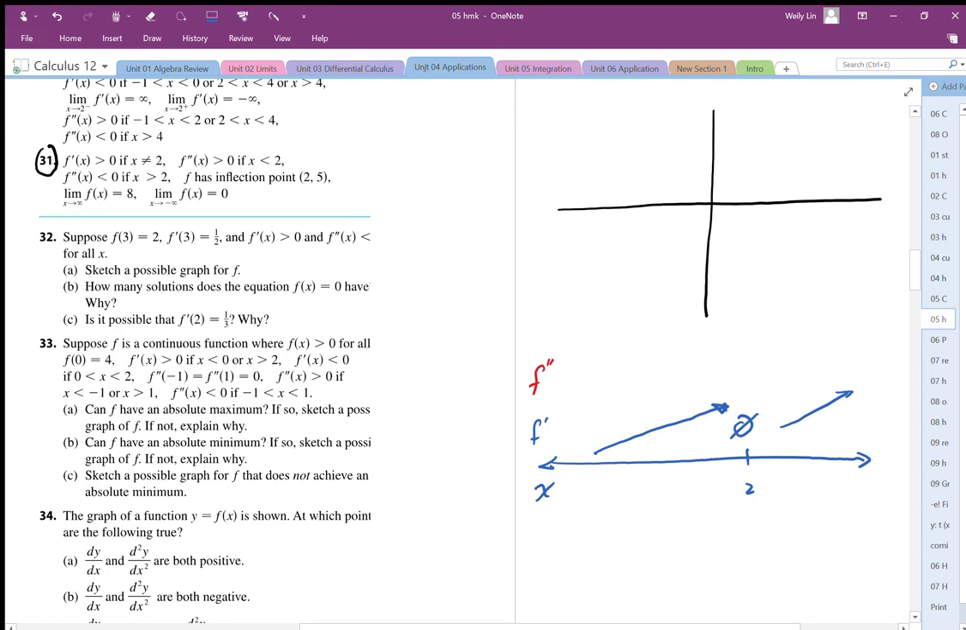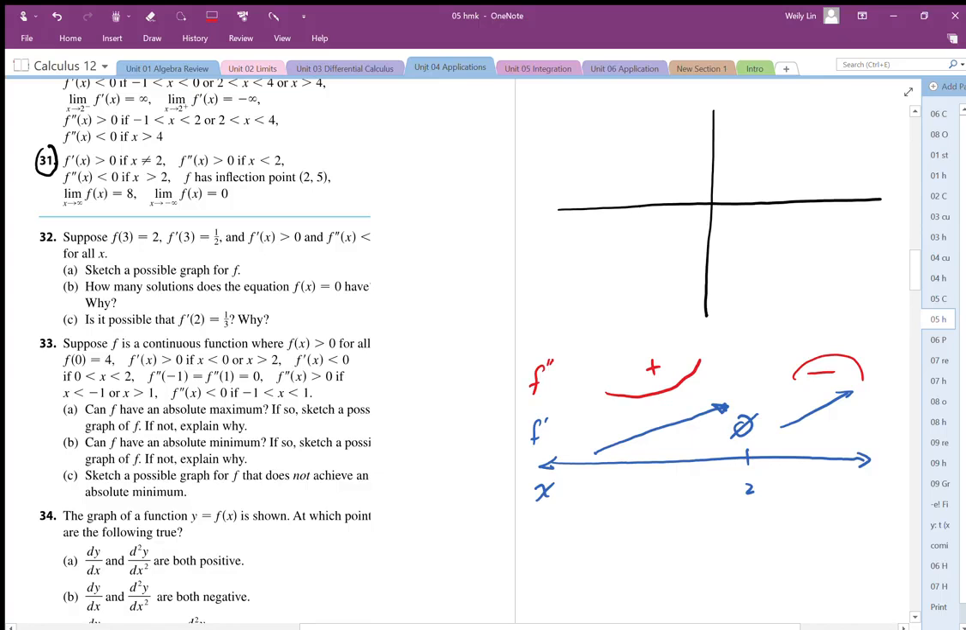The next part tells us about the concavity. So f double prime of x is greater than 0 for x less than 2. So for values less than 2, we know it's concave up, so it's going to be looking like that. And then for x greater than 2, f double prime is less than 0, so it's concave down. There's a change in concavity across that point, so at 2 there is an inflection point.